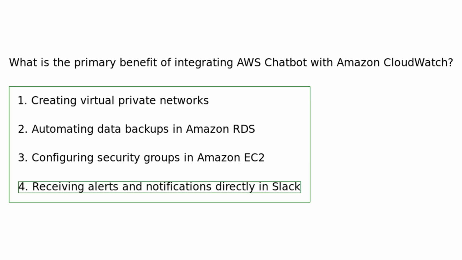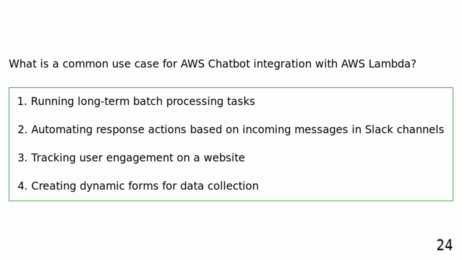Integrating AWS Chatbot with Amazon CloudWatch allows users to receive alerts and notifications directly in Slack, enabling real-time monitoring and response. What is a common use case for AWS Chatbot integration with AWS Lambda?